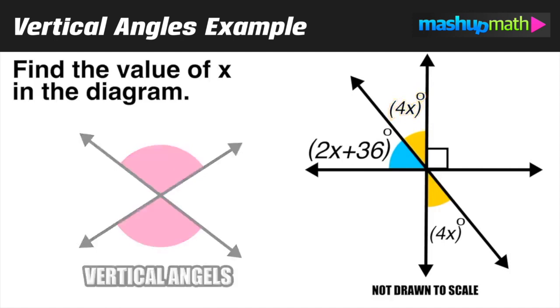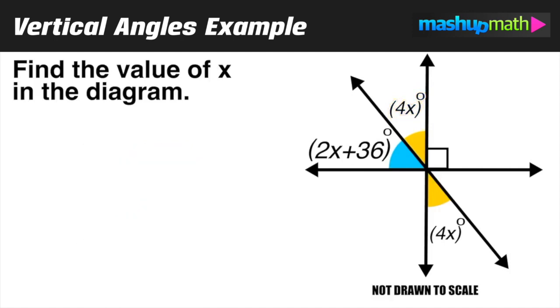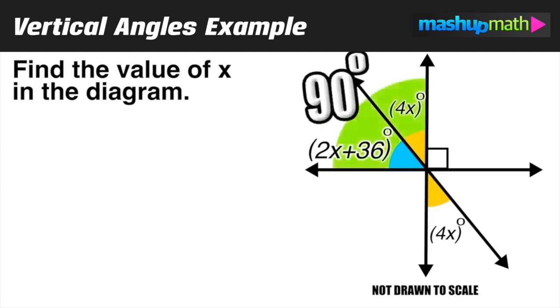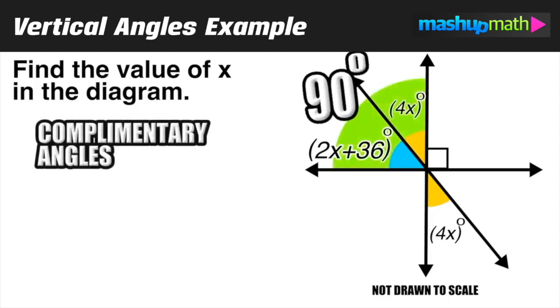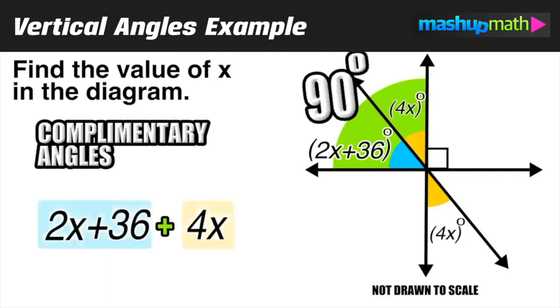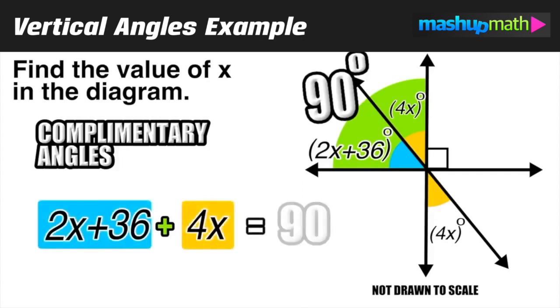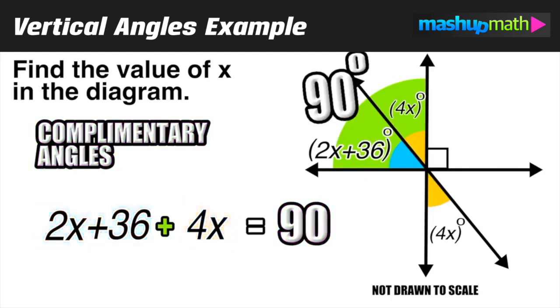And doing this is helpful because if you remember from earlier, we know that that entire angle, the combination of the blue angle and the yellow angle, is going to equal 90 degrees. So those two angles are called complementary angles, again, because complementary angles form a right angle. So if we take that 2x plus 36 and add the 4x to it, again, adding those two angles together, we know that their sum is going to be 90, again, because complementary angles form right angles, which are 90 degrees.